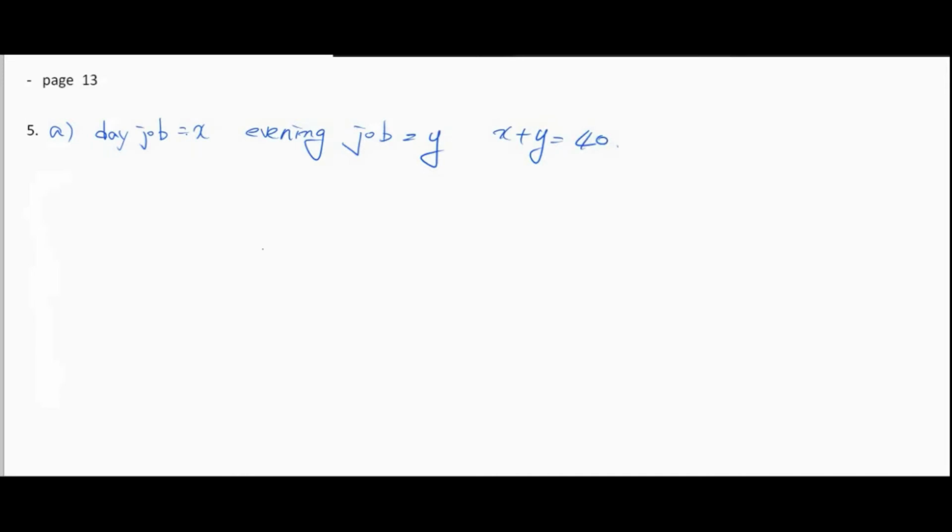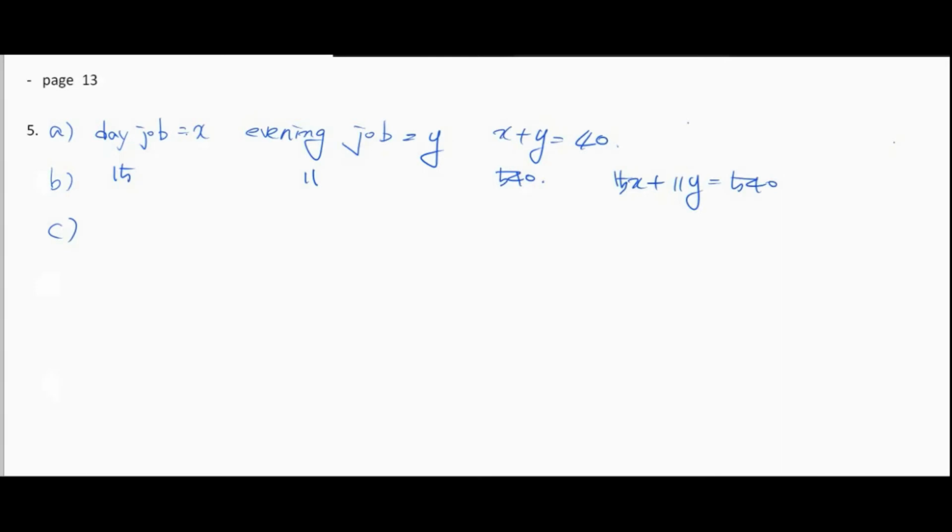And question B, it says that Caroline earns $15 per hour on a day job and $11 for her evening job. And last week, she earned $540. So to make an equation using this, because day job was x, we'll put 15x plus 11y equals $540.